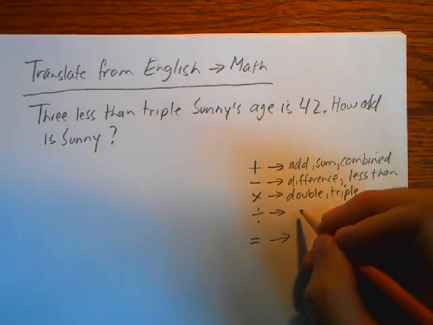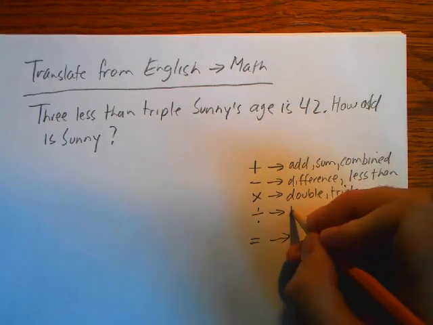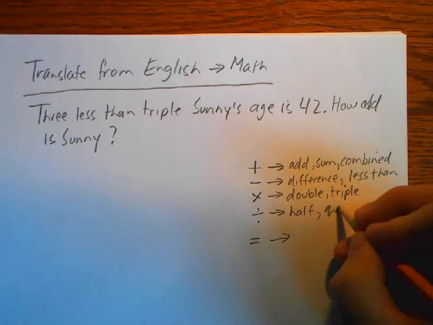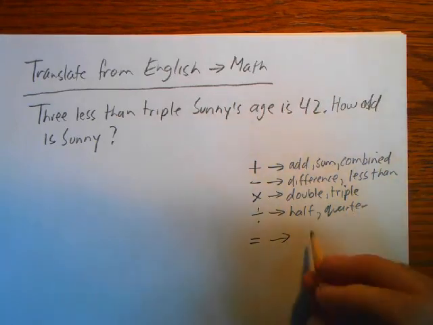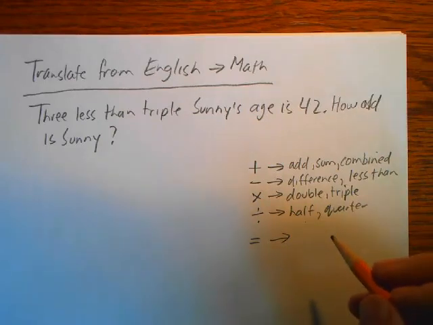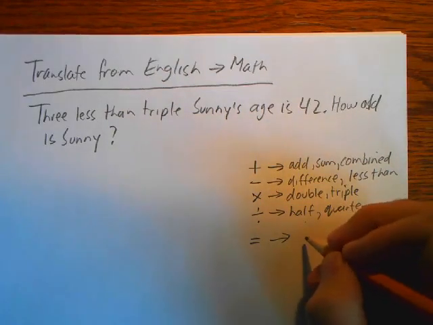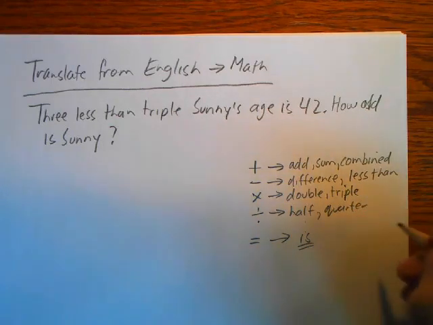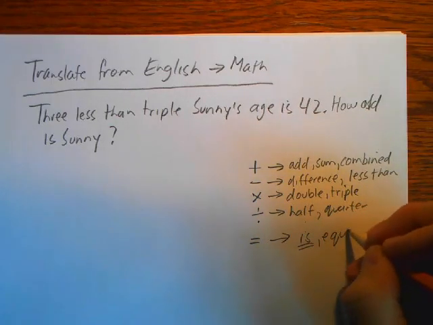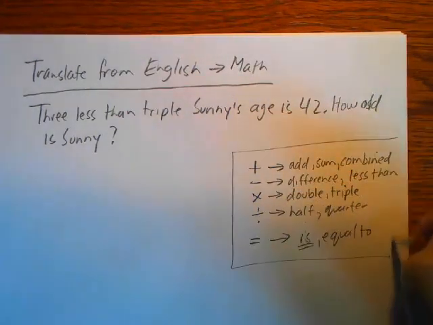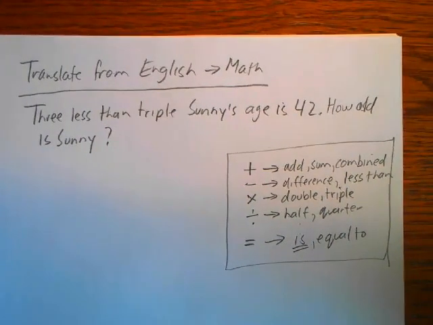The division symbol might be half of something or a quarter of something. It means you're dividing by 2 or dividing by 4, etc. And the equal sign, very important. If you see the word "is," that's the big one, or "equal to," obviously. Okay, so there's our translation guide for this question.